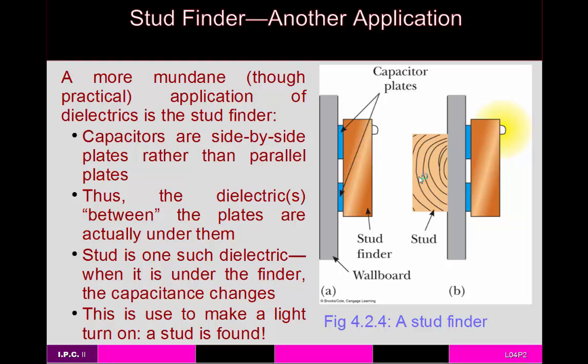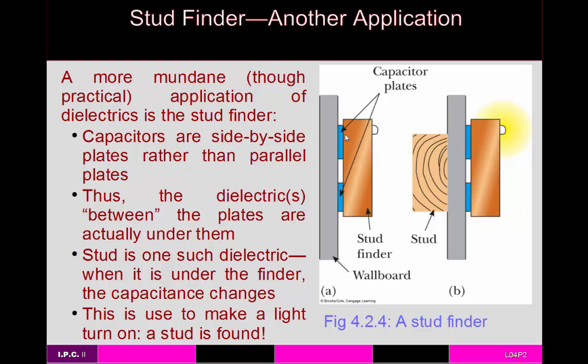Be that as it may, the way that these stud finders work is that they have a pair of capacitor plates marked in blue in this diagram. They're actually not parallel, but instead are more side by side. And when you place something like a piece of wood below them, it's equivalent to placing a dielectric into the capacitor. And so that is going to change the capacitance of the two plates.